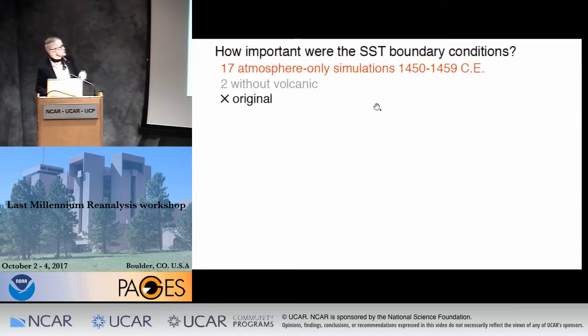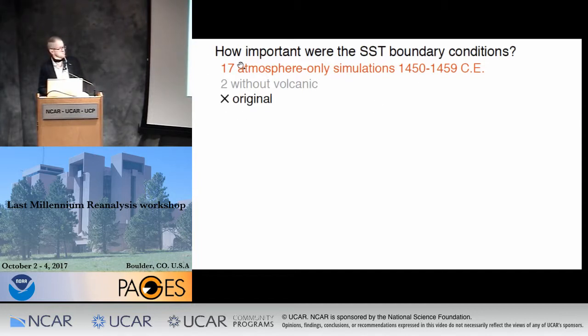The other thing that we're going to do is see how important those SST boundary conditions were. We're going to run 17 atmosphere-only simulations over this period, so it's going to have the same SST conditions for these 10 years, but we're going to perturb the atmosphere and see the role for stochastic atmospheric variability.